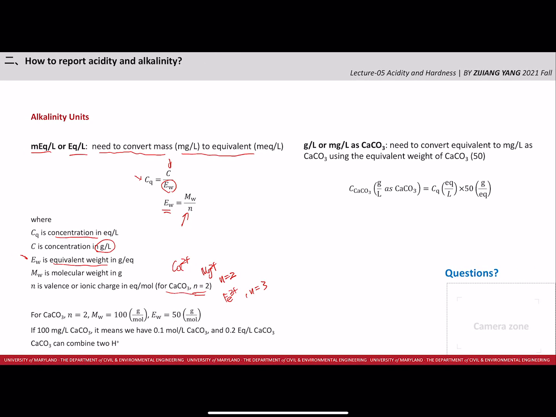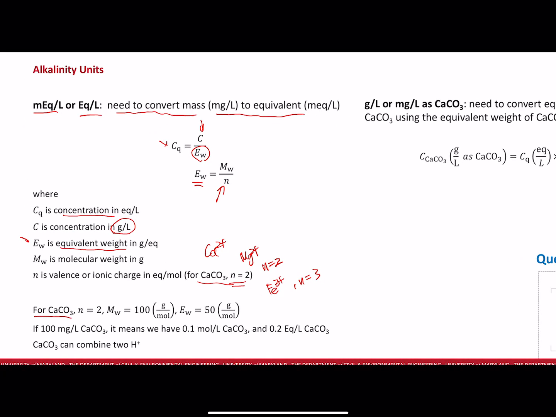2. Here shows an example. For calcium carbonate, N equals 2, and the molecular weight is 100 grams per mole. So the equivalent weight is 50 because we use 100 divided by 2. This tells us that if we have 100 milligrams per liter of calcium carbonate in the water solution, it means that we have 0.1 mole per liter of calcium carbonate, and we have 0.2 equivalent calcium carbonate. Or intuitively, we can consider that calcium carbonate can combine 2 H plus.